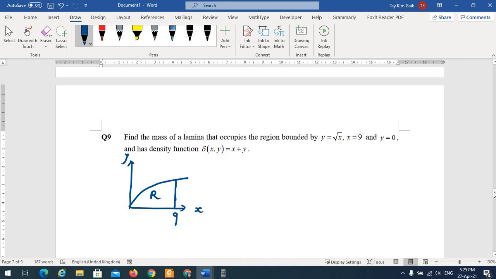So your region is actually y equals square root of x, and the x-axis is y equals 0, up to x equals 9. This is the origin, which is (0, 0). So easy, we use the dy dx technique.